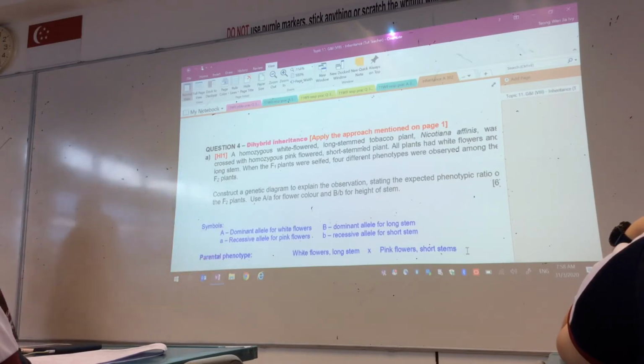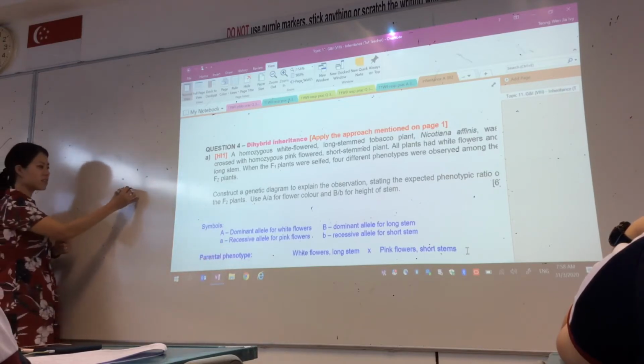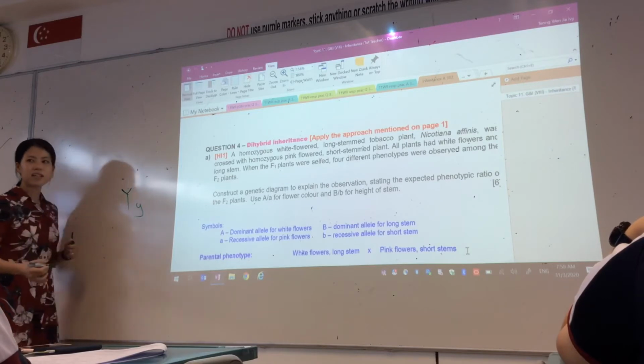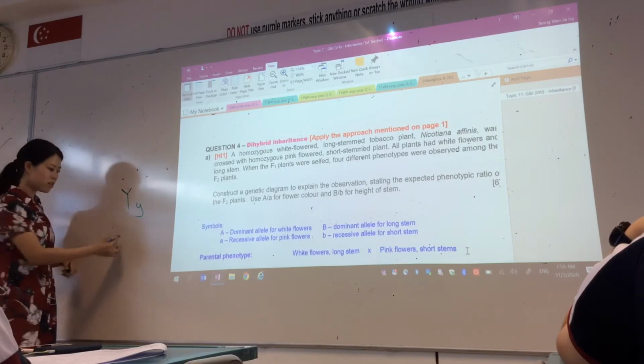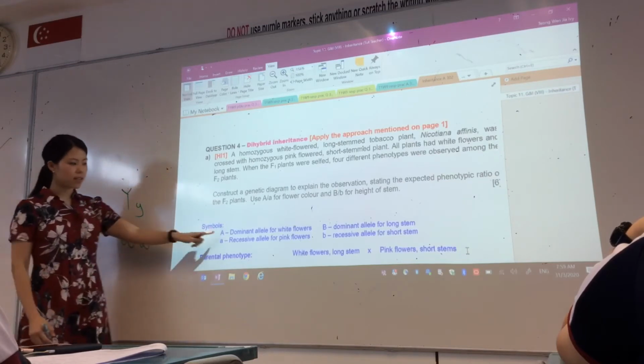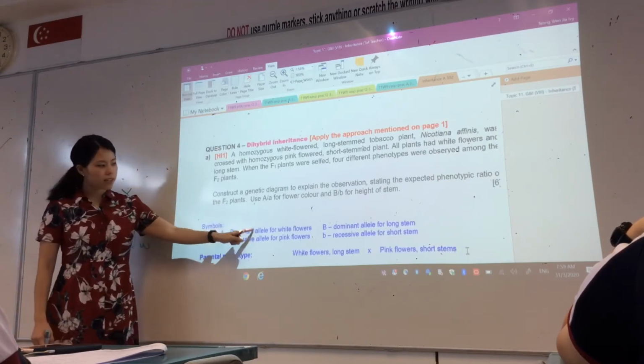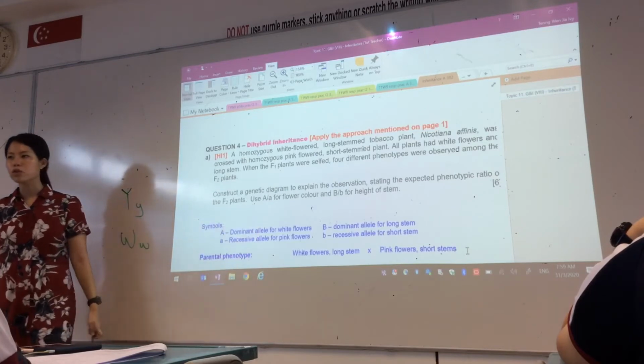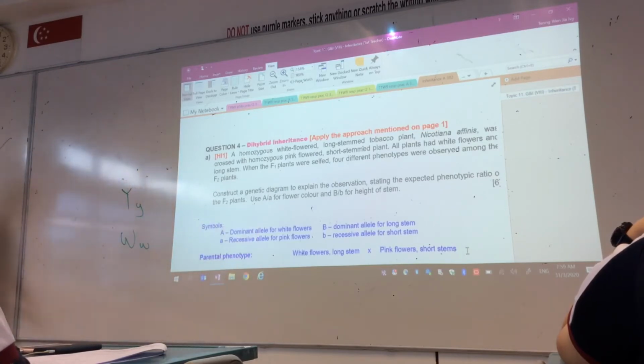Sometimes students like to use things like Y. It's not very clear. They look quite alike. Or they like to use W. It's also not that clear. So something that is very different between the big and the small letter will be good.